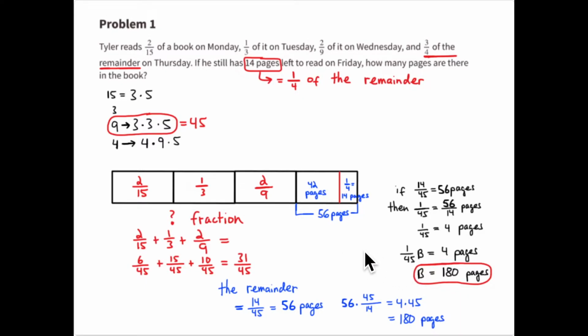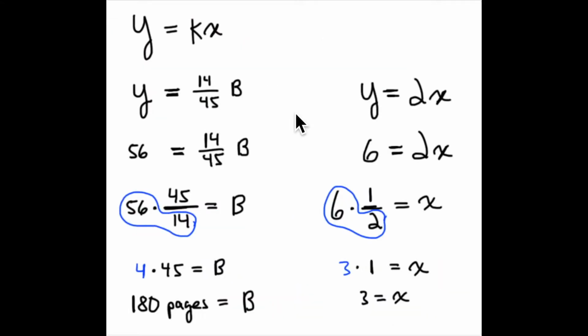So I'm going to go through this again. This is pretty tough. I'm going to go over the drawing again, but before I do, I want to remind you what you learned in 7th grade. This was the equation for a proportional relationship. And if you remember, K was the constant of proportionality.